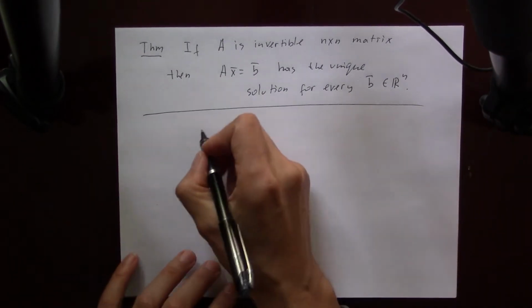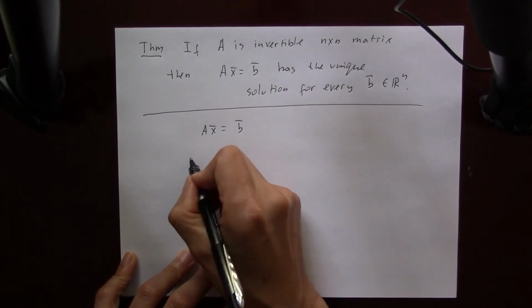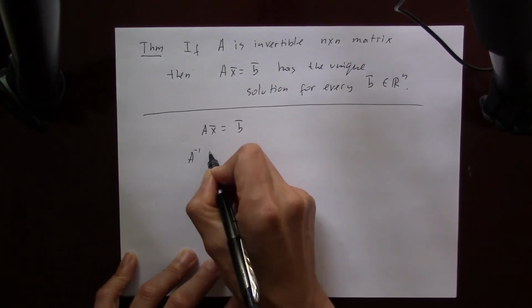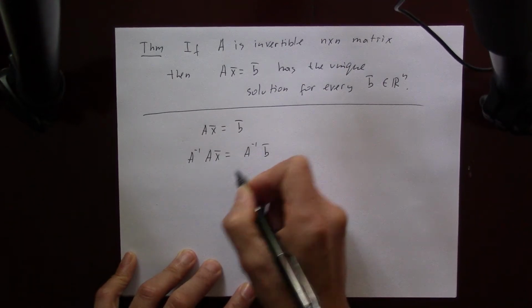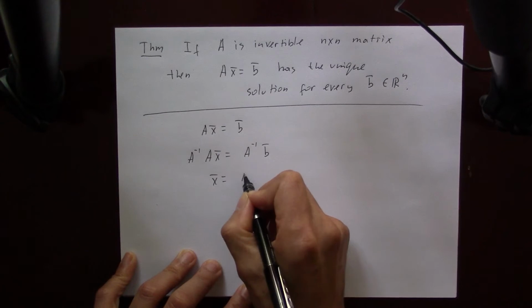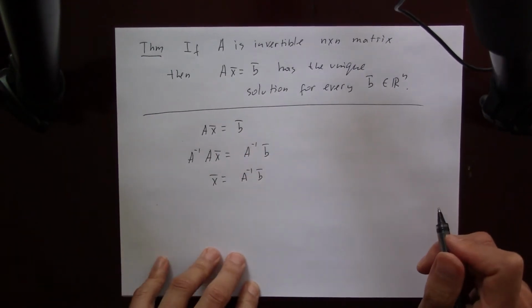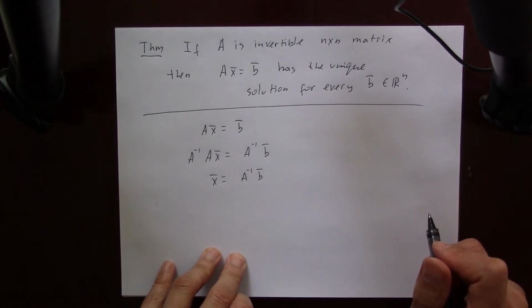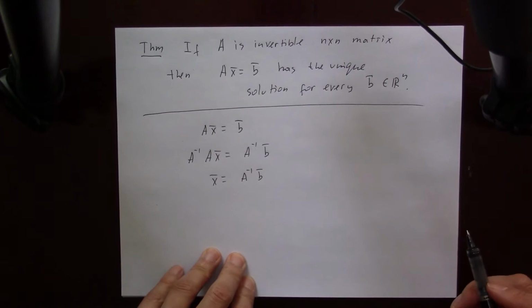It follows from the fact which we observed earlier: if Ax equals B, then A inverse Ax equals A inverse B, then x equals A inverse B, because A inverse times A is the identity matrix times x, which is x. And we have our unique solution, that x is equal to A inverse B.